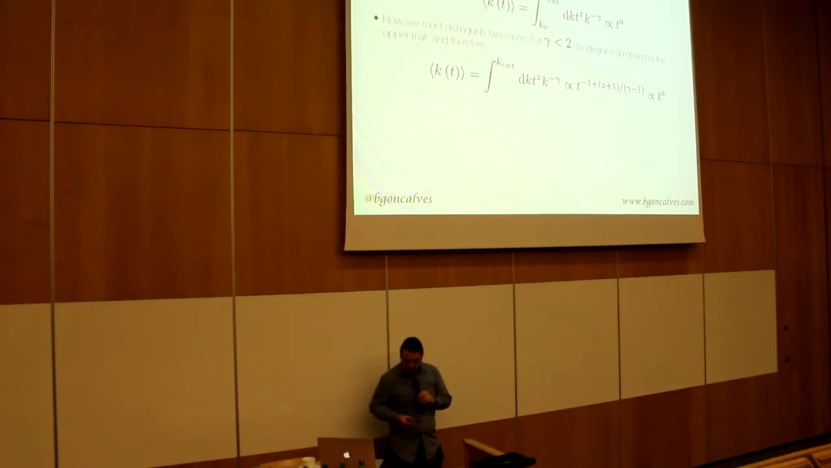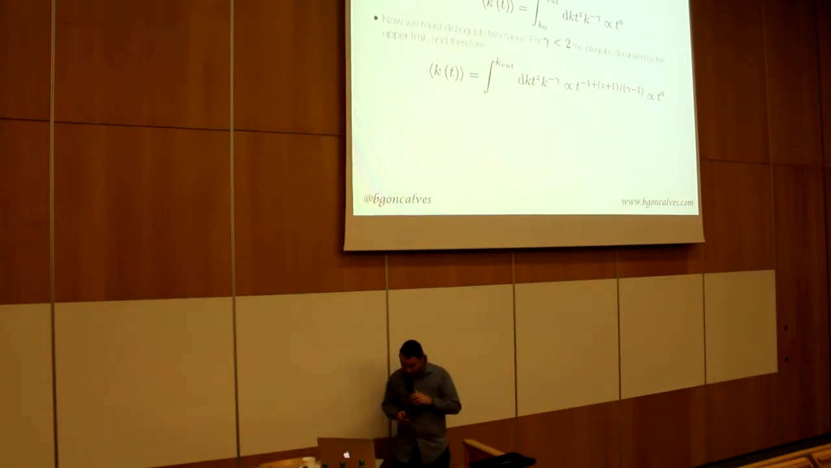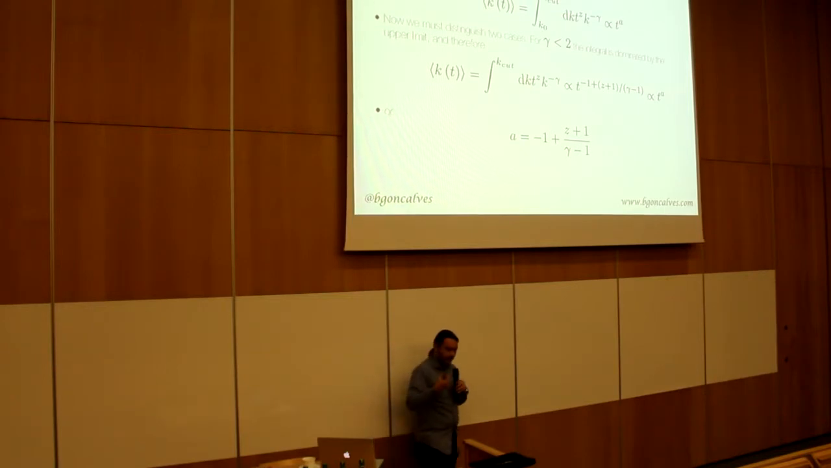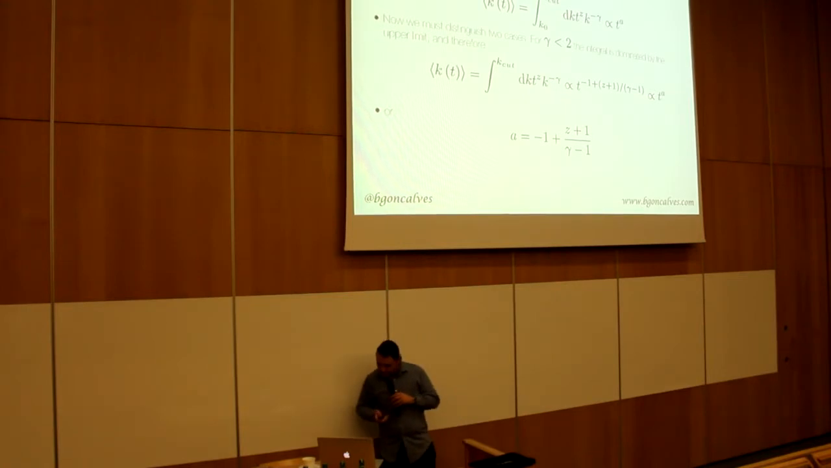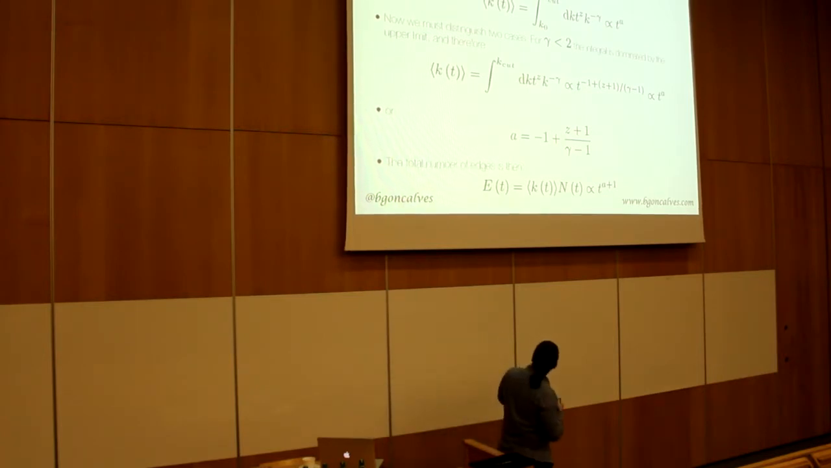And now here we have to consider two cases. If gamma is less than 2, then this simplifies in a different way. The limits of the integral depend very strongly on this gamma, and will tell you which regime you have to consider. So the important part is k cut over there, and you get that a goes as 1 plus, blah, blah, blah. And the total number of edges, of course, is just t to the a plus 1, which is just the average degree times the number of nodes.